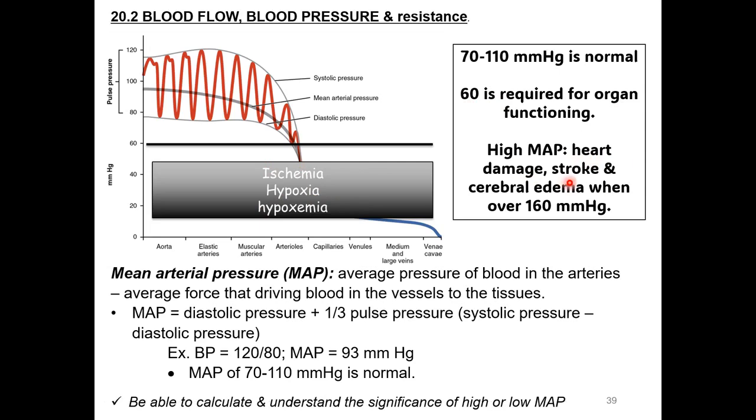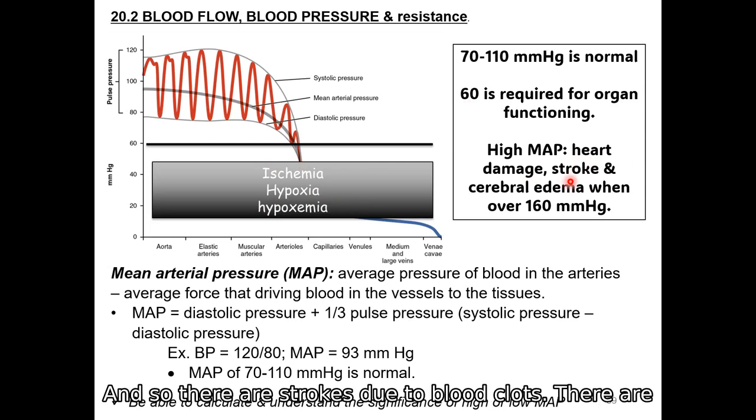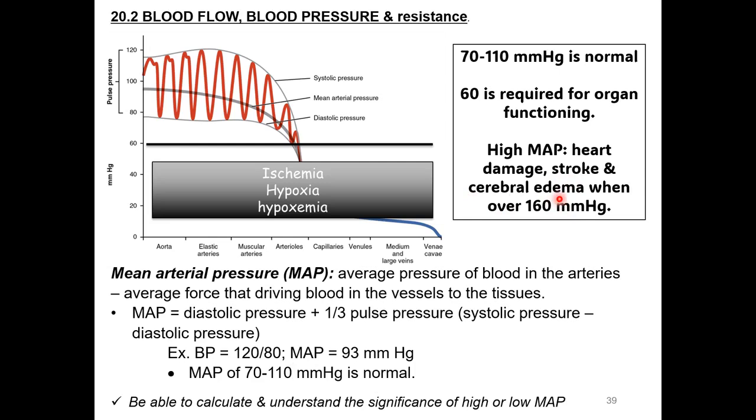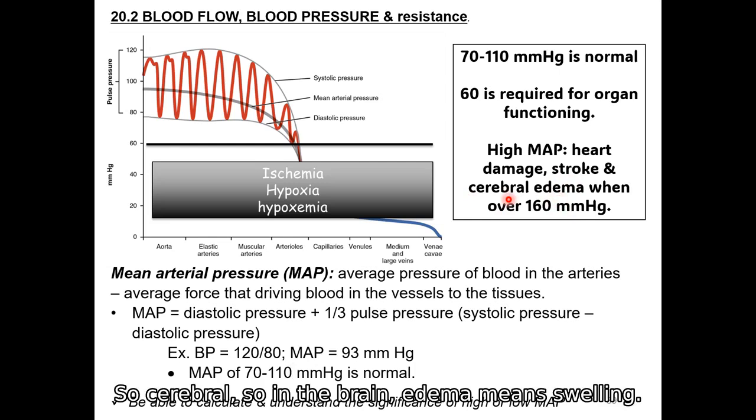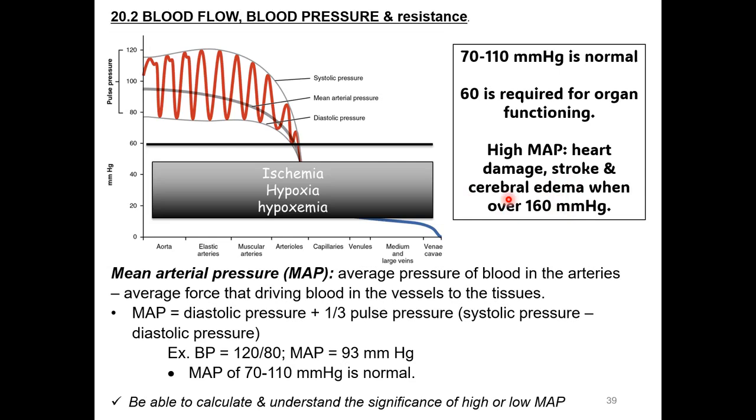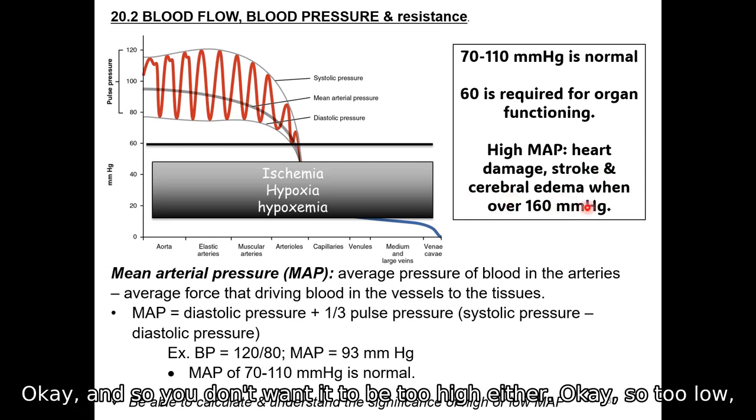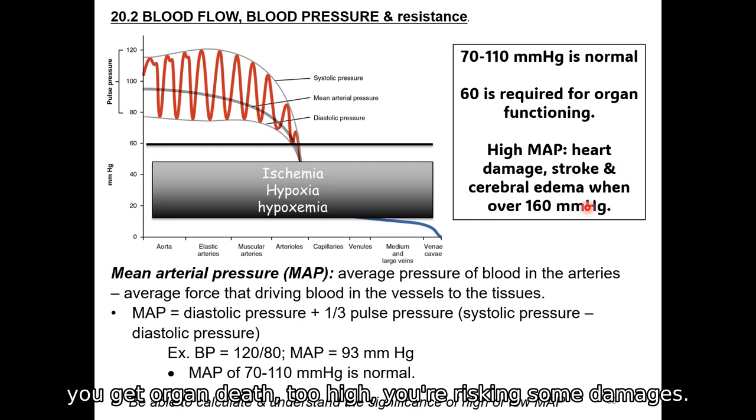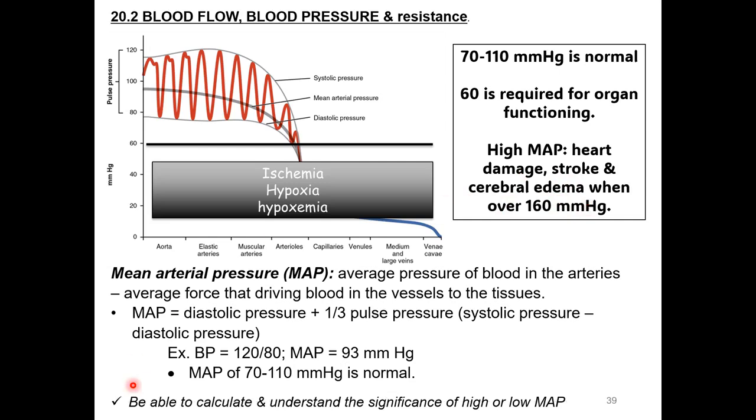You can get stroke. There are strokes due to blood clots, and there are also strokes due to bleeds in the brain, so red stroke. And when it's over 160 millimeters of mercury, you can get cerebral edema. So cerebral, so in the brain, edema means swelling. Okay, so you don't want it to be too high either. Too low, you get organ death. Too high, you're risking some damages.